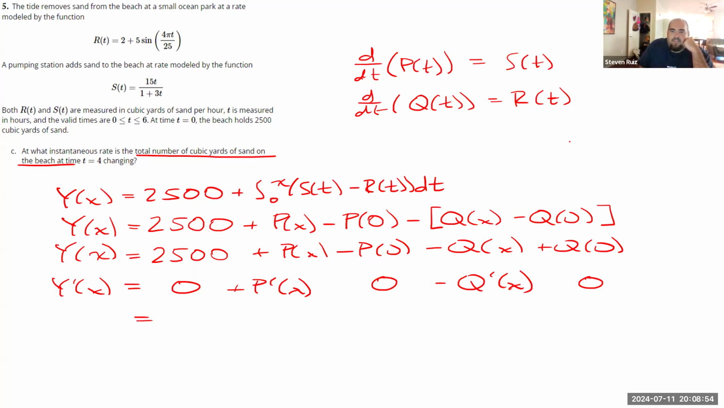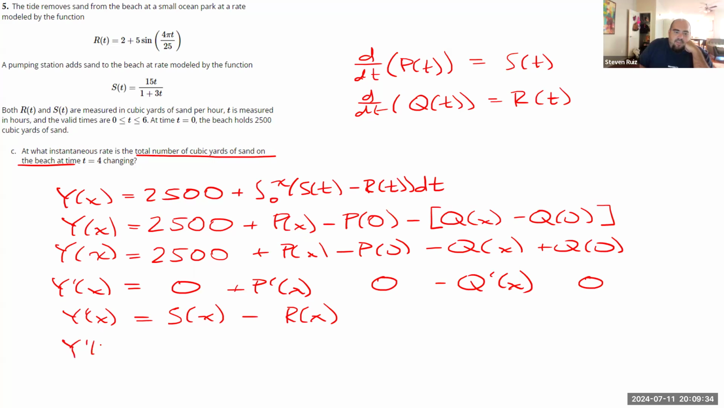What is P prime? Well, by our definition here, the derivative of P is S of t. So y prime of x equals S of x minus Q prime of x, which is R of x. This is one of the consequences of the fundamental theorem of calculus: derivatives and integrals are inverse functions of each other. So what's the derivative of the integral of S of t minus R of t from 0 to x? That becomes S of x minus R of x.